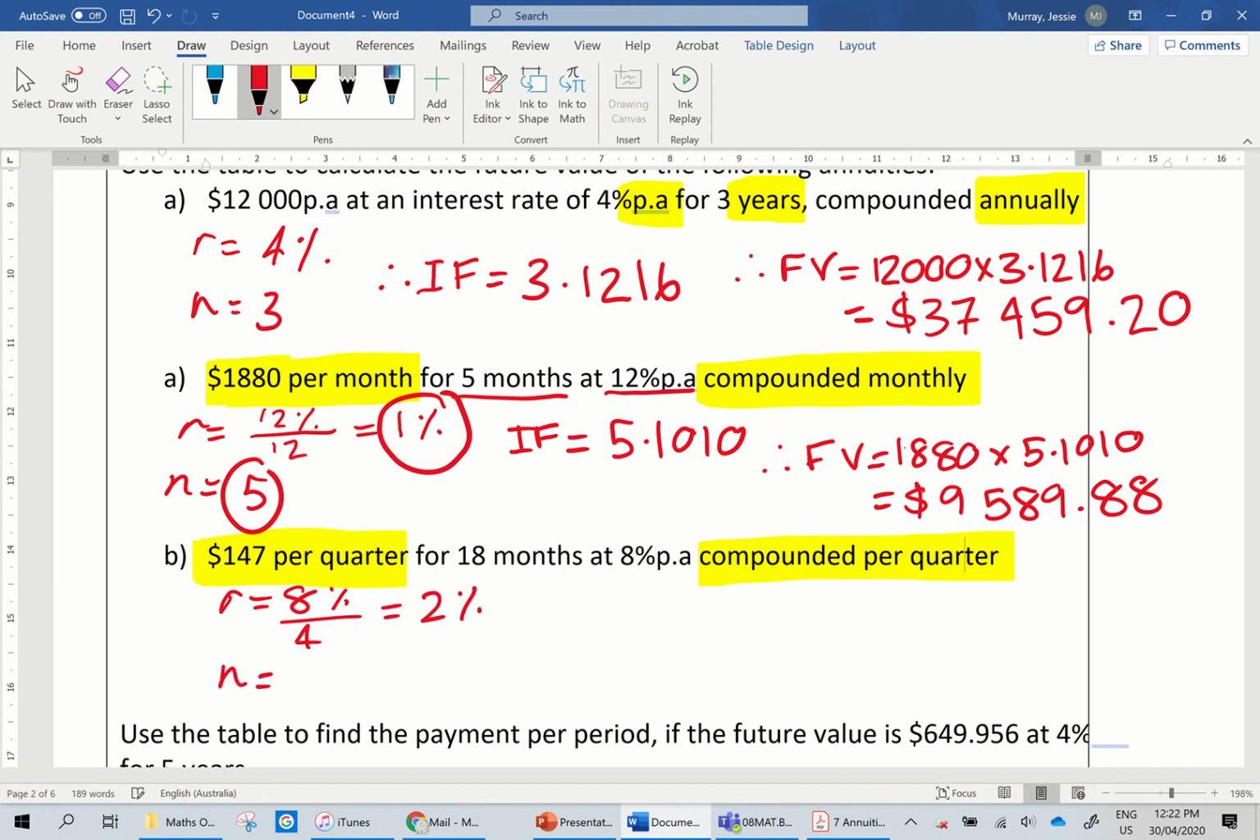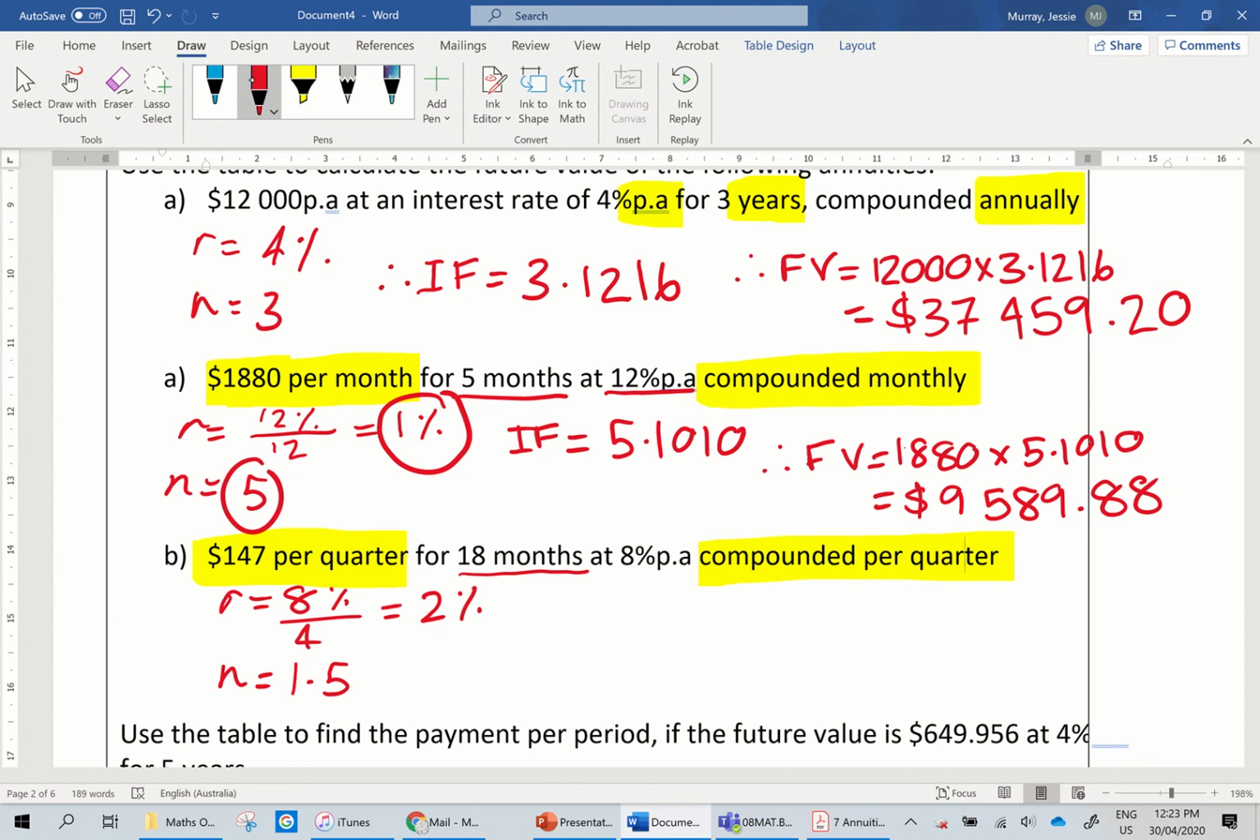Now my number of time periods, this is interesting. So 18 months, I know that 18 months is 1.5 years. So let's think about this again. If they look at your bank account every quarter of a year, and they have it in there for 1.5 years.